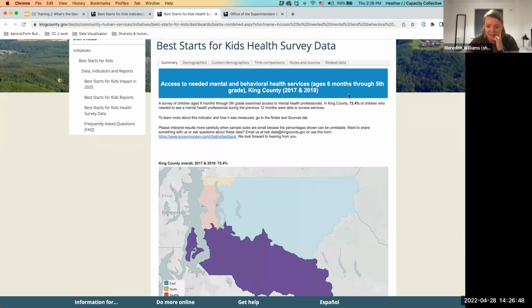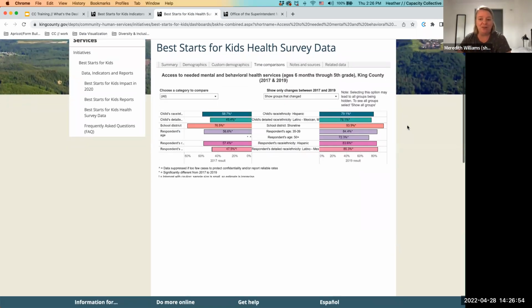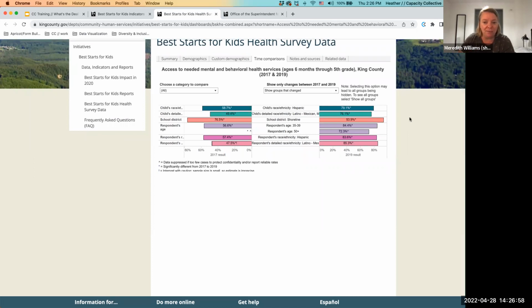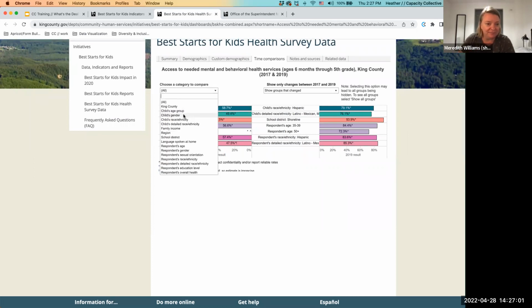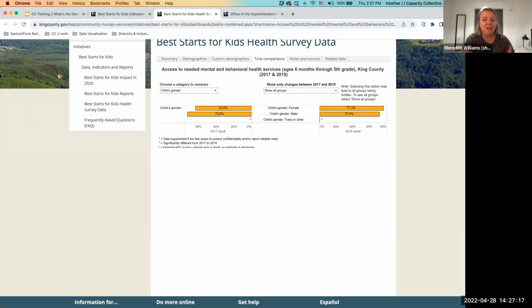All right. And then let's see, there's a time comparison tab where you can choose a category to compare. So you can look by gender, and then show only changes between 2017 and 2019. Select show all groups. This is showing us the percentage by gender in 2019 next to the percentages by gender for 2017. Okay. So again, under this time comparisons tab, you can look and see, has there been any change?